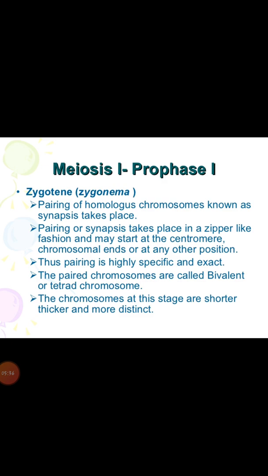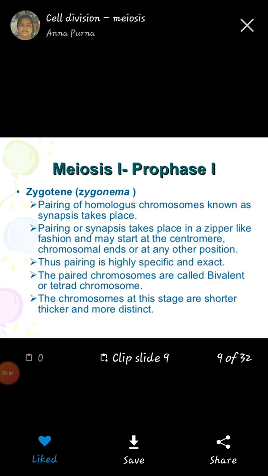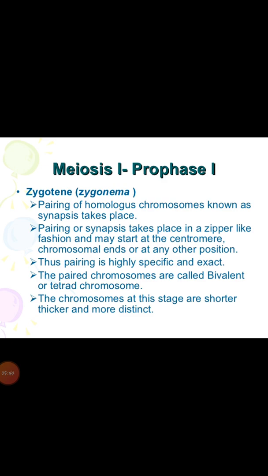Pairing or synapsis takes place in a zipper-like manner and may start at the centromere, chromosomal ends, or any other position. Thus pairing is highly specific and exact during zygotene. The paired chromosomes are called bivalent or tetrad chromosomes. The chromosomes at this stage are shorter, thicker, and more distinct. These are the events which take place during zygotene of prophase first.